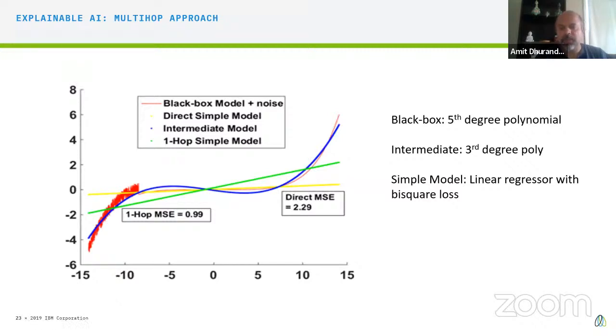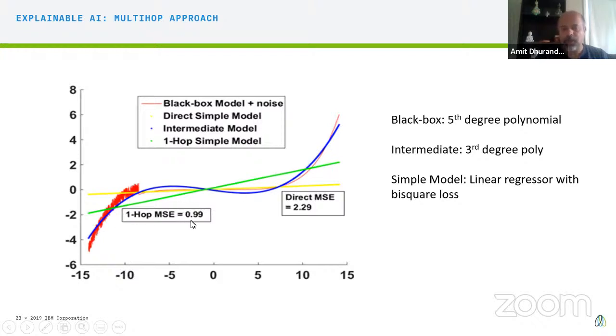But your simple model may be just a linear regressor, okay? So now, if you just directly fit to this 5th degree polynomial, you get essentially this yellow line, which has a mean squared error of say 2.29 in this case. So if you just directly fit, you get this thing. Now, however, like I was saying with this multi-stage thing, what you could do is fit this blue curve, which is a 3rd degree polynomial, to this 5th degree thing. And now to this 3rd degree, you fit a line. And what you get is this green line.